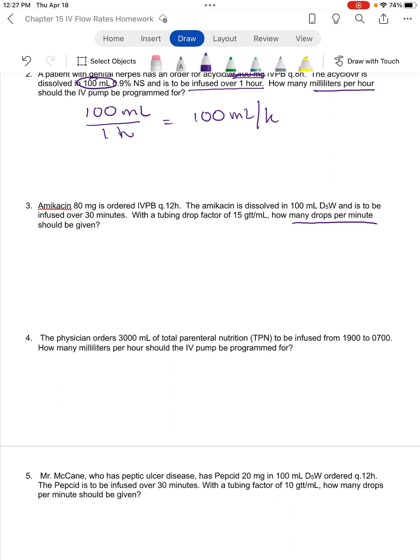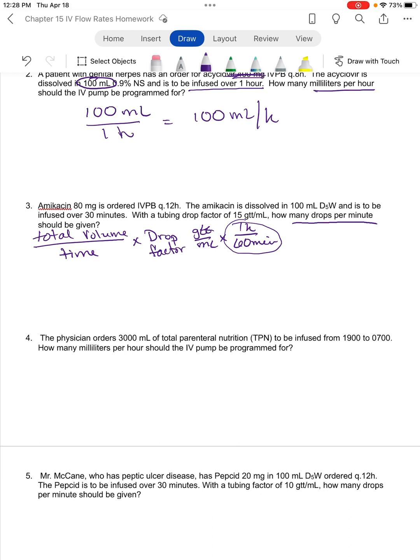So in drops per minute, it's still your total volume. Sometimes it'll be your rate, depending on what you're given. This time I'm given a total volume, over my time, times my drop factor. And my drop factor is in drops per milliliter. And then sometimes I have to do a time conversion, which is 1 hour over 60 minutes. I only use this time conversion if my rate or if my total time is in hours. Otherwise, I don't have to use that one.